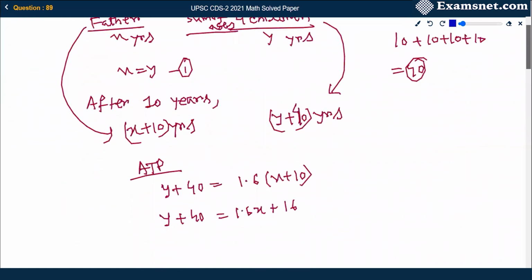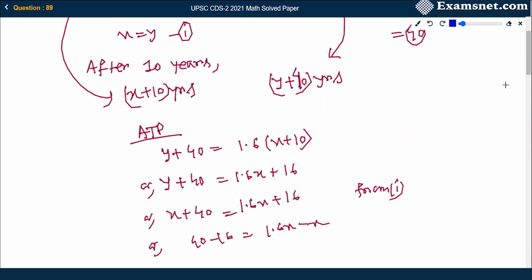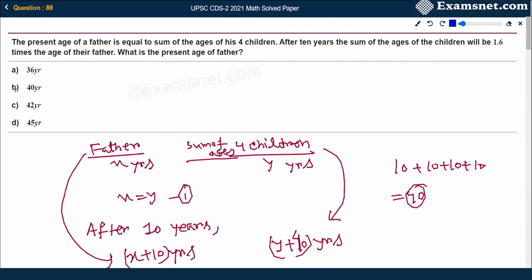Now again we are required to find the present age of the father. That means x. So y can be written as x plus 40 from the first equation, because x and y are the same. That is 16. So here 40 minus 16, so that means 0.6 x equals 24. So we can write x will be 40. So the present age of the father is 40 years. Option B is the correct answer.